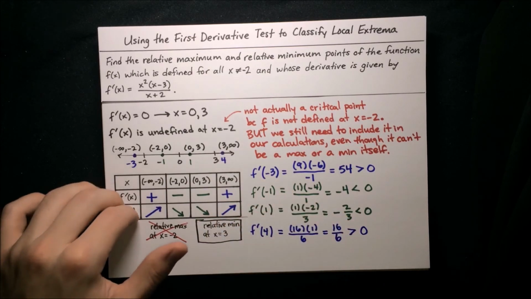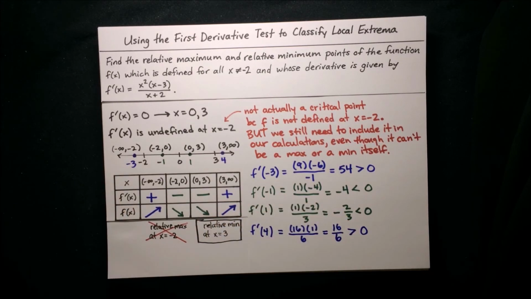And there we go. That's it. Now we know how to use the first derivative test to classify local extrema. In the future, we'll learn another way to classify local extrema using the second derivative test. And we'll also see how to find not just local extrema, but also global extrema.